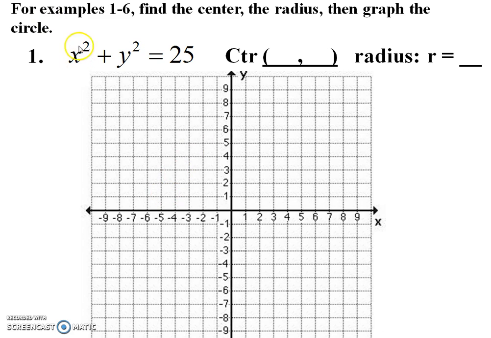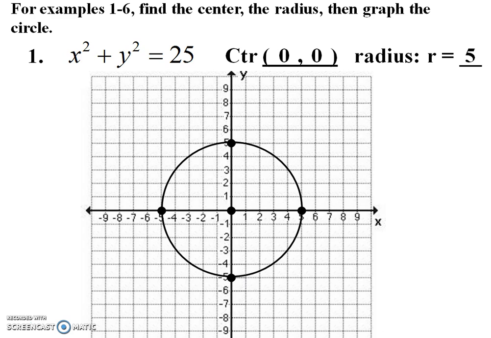So in this case, you notice we have nothing in parentheses. That would be like the parentheses of x minus 0 being squared, and like the parentheses y minus 0 squared. So again, this one is centered at the origin. And you should now have figured out that this radius would be 5. So plot your center, go left, right 5, and up, down 5. Go out in all 4 of those directions, 5 units, and draw your circle.